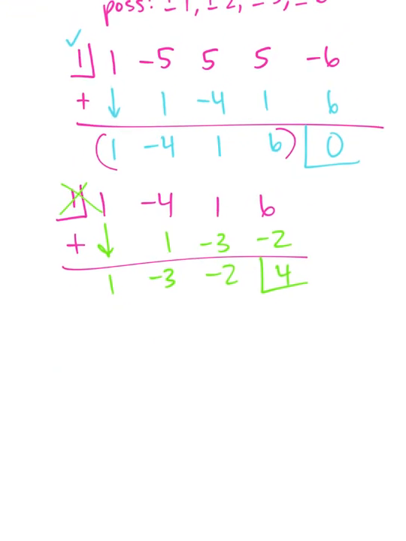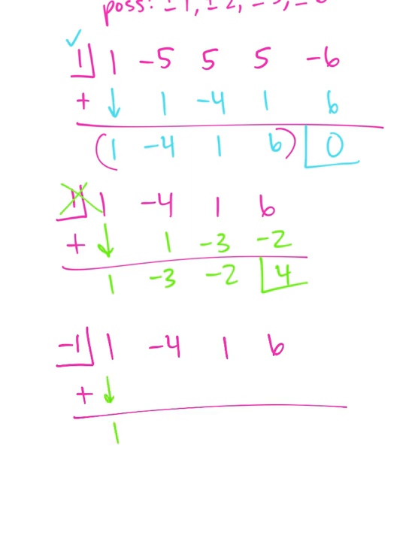So now I am going to try negative 1. So my coefficients are 1, negative 4, 1, and 6. Bring down the 1. 1 times negative 1 is negative 1. Plus negative 4 is negative 5. Times negative 1 is positive 5. Plus 1 is 6. Times negative 1 is negative 6. Plus 6 is 0. So this is a solution.